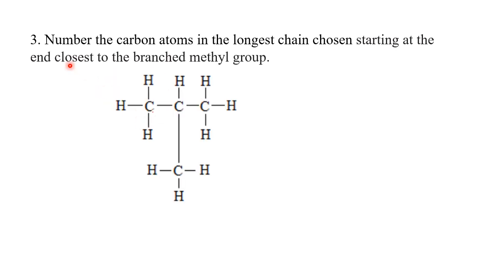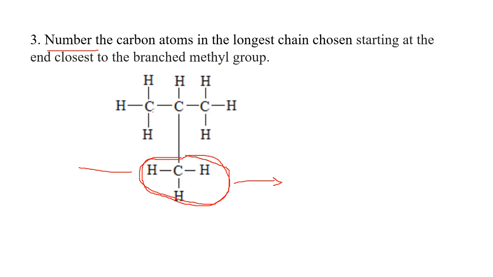So the third rule is to number the carbon atoms in the longest chain chosen, starting from the end closest to the branched methyl group. Here, as you can see, this is our branched methyl group, right? So you look at which position our branched methyl group is in. In this direction or this direction, you look at which carbon is closest to this branched methyl group. That's where you start counting. You number them in that order: 1 2 3 4.